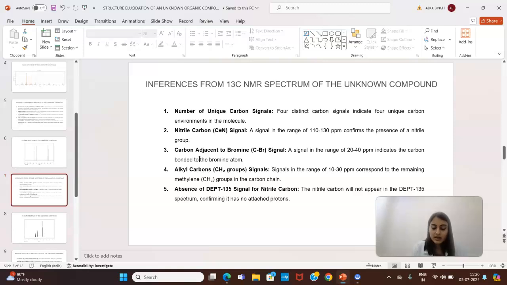And the fourth is the alkyl carbon, that is, the CH2 group signals. Signals in the range of 10 to 30 ppm correspond to the remaining methylene groups in the carbon chain. And the last is the absence of the DEPT 135 signal for the nitrile carbon. The nitrile carbon will not appear in the DEPT 135 spectrum, confirming it has no attached proton.